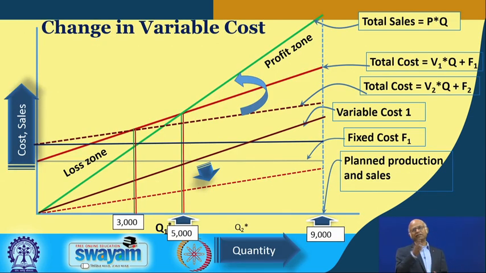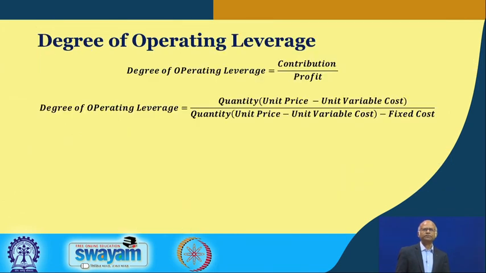Now, this actually demonstrates this point. See this angle between sales and total cost. This angle is larger in the context of a high fixed cost and lower variable cost compared to a higher variable cost and lower fixed cost. So, look at the angle between the red line and green line and the curve that is shown here.